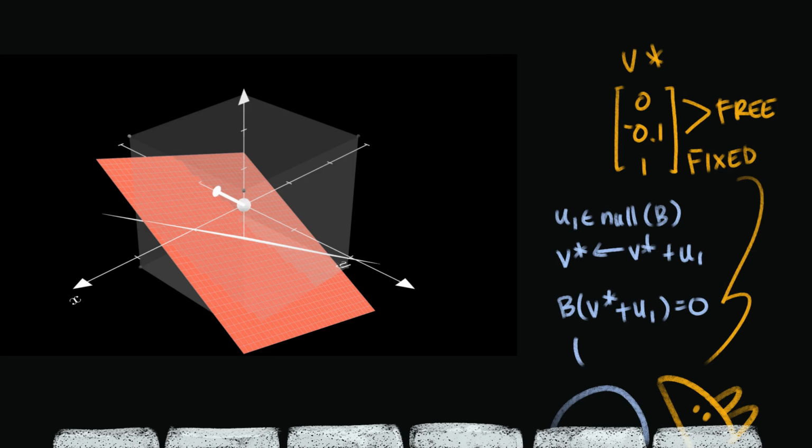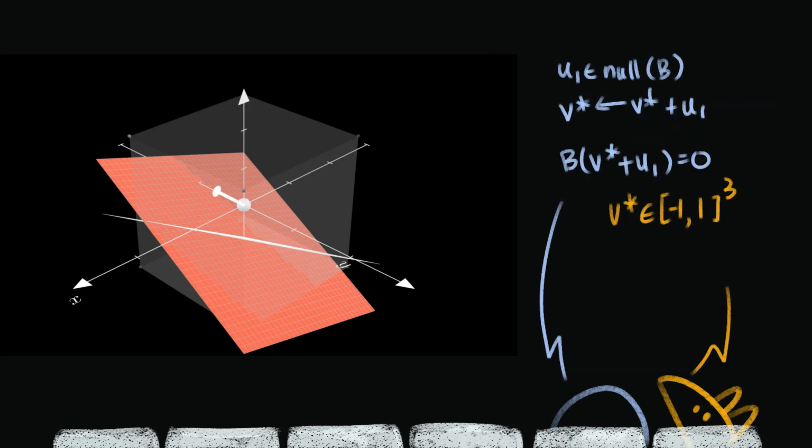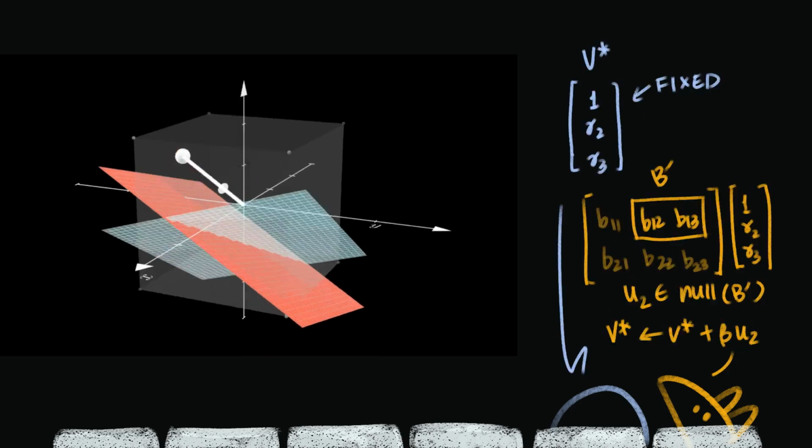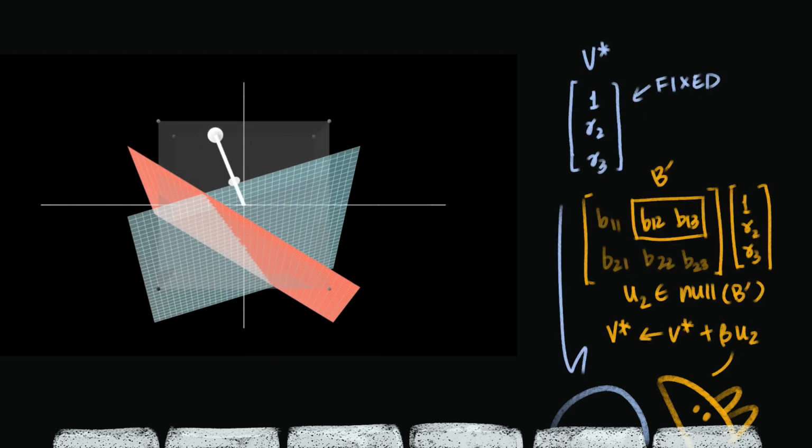Remember that v star needs to be in the cube, so we should instead update v star by finding the largest scale factor alpha, such that where would this new v star be with respect to the cube? Since alpha is the largest scaling factor possible, some coordinate of v star must be fixed. Geometrically, that means the new v star must be on a face of the cube. All right, let us fix that coordinate and consider the other two real values.